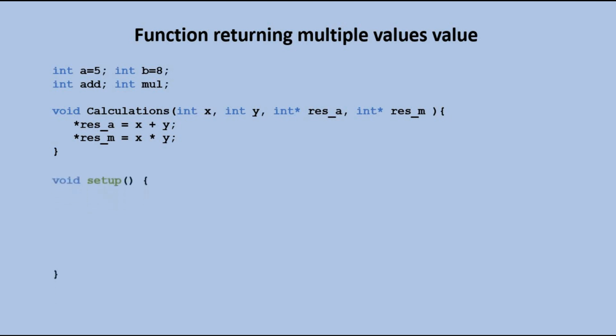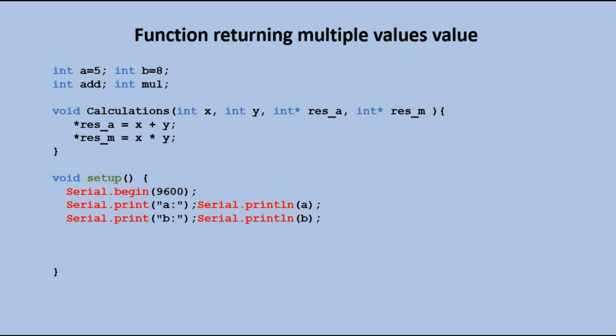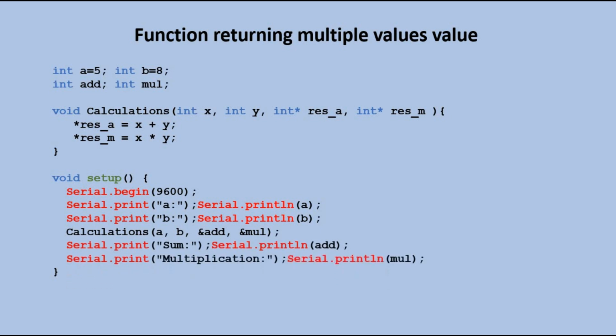To finish the code, we'll create the setup function where we open the serial monitor. Since we are showing more information now, let's add some descriptions to make it clear. We'll display 2 integer numbers that we'll be doing calculations with. Then we'll run our special function with all the input parameters that it needs. Finally, we'll show the values in the add and mul variables to check if the correct answers got filled in.